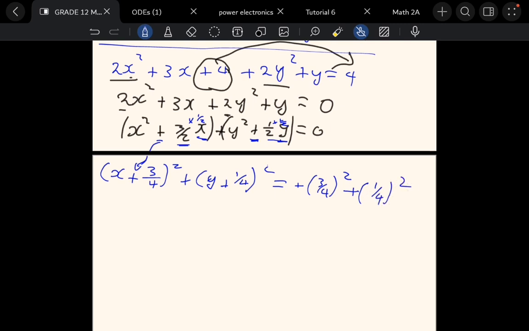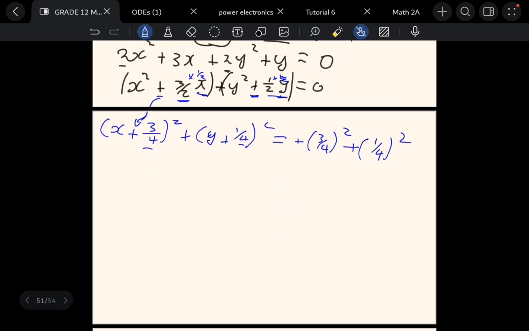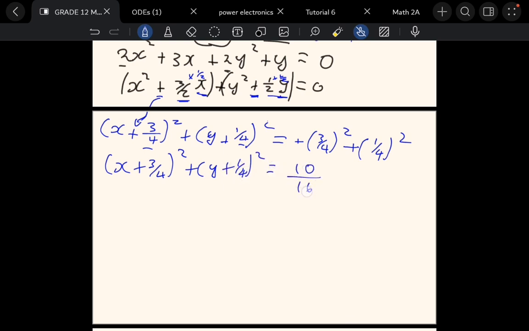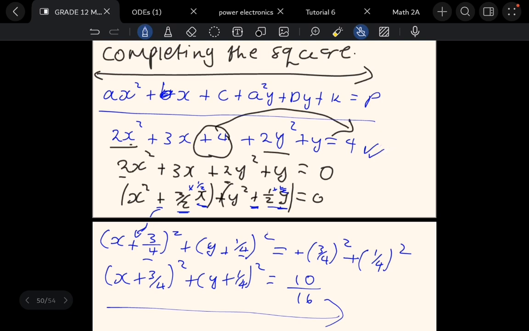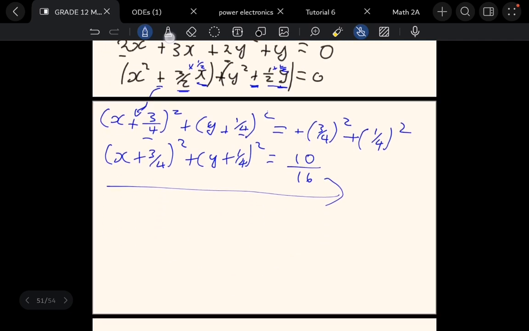over 4 squared. We add the same on the other side, because this is a square. Your final answer will be x plus 3 over 4 squared plus y plus 1 over 4 squared is equal to 10 over 16. This here is the equation of the circle. Understand? Let's do another example.